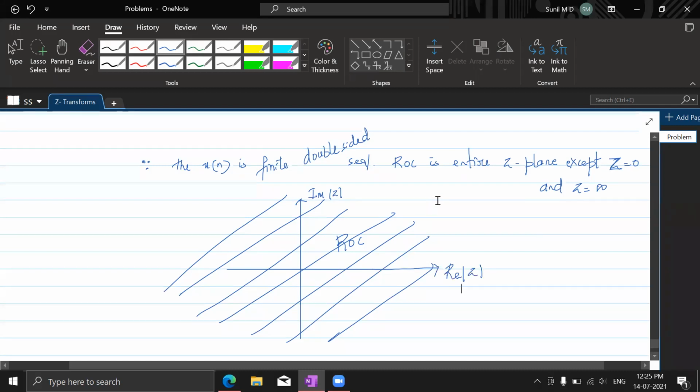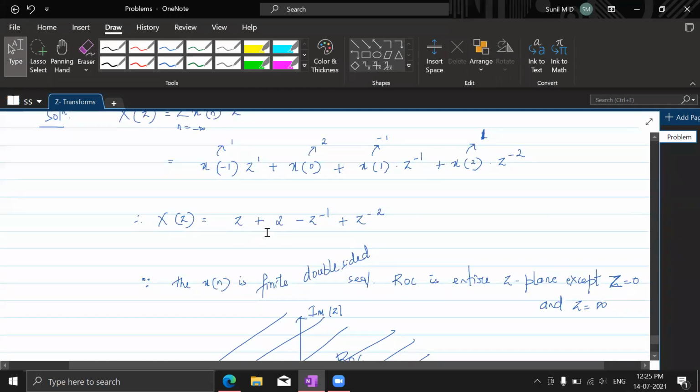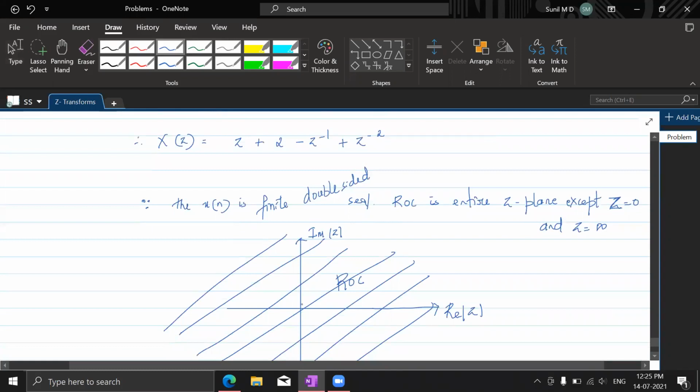Fine. Now, can we identify poles and zeros? We have one zero. If this z is zero, x of z is zero. That's why we have one zero at z equal to zero. Then we have two poles again at z equal to zero. So you can write two poles and a zero at z equal to 0. This is how things look.